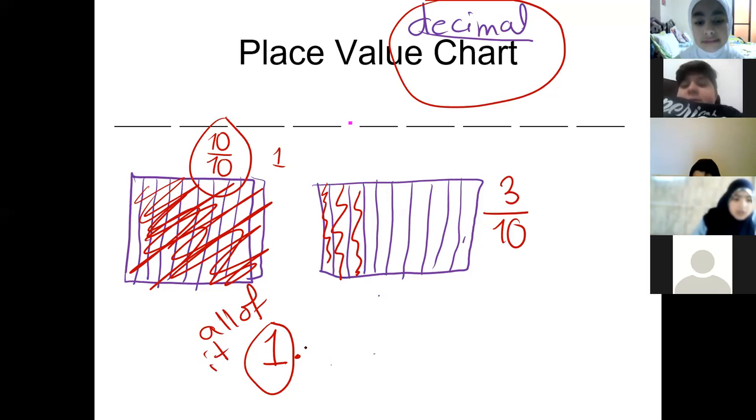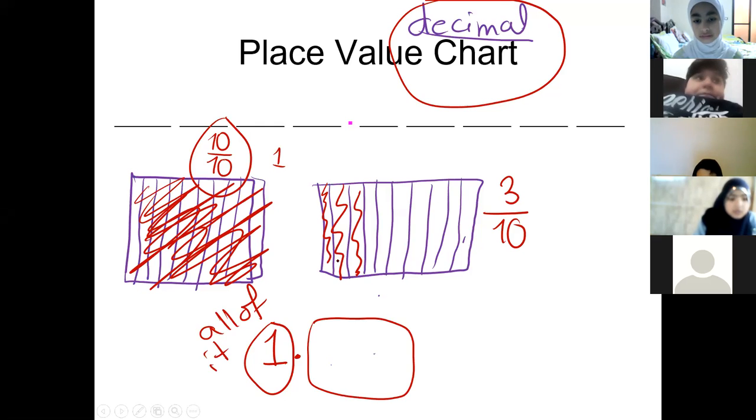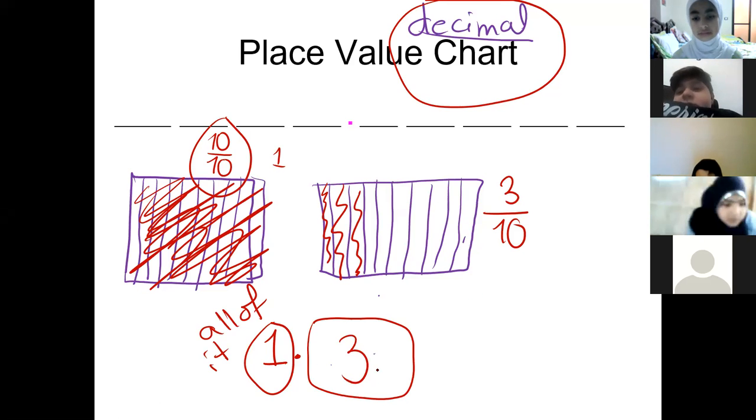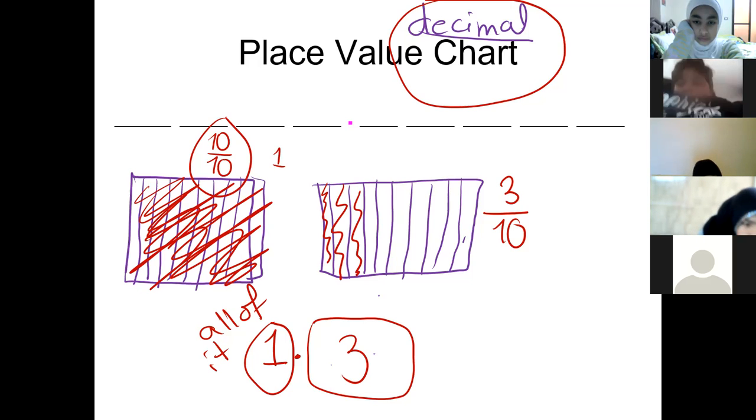Whereas the decimal part here represents how many parts did we color more than the total? 3, so the decimal part is 3. So 1.3 means that one square is fully colored and we colored here 3 more parts. So the decimal part is 3. So 1.3 means we are coloring 3 more parts. Is it clear?